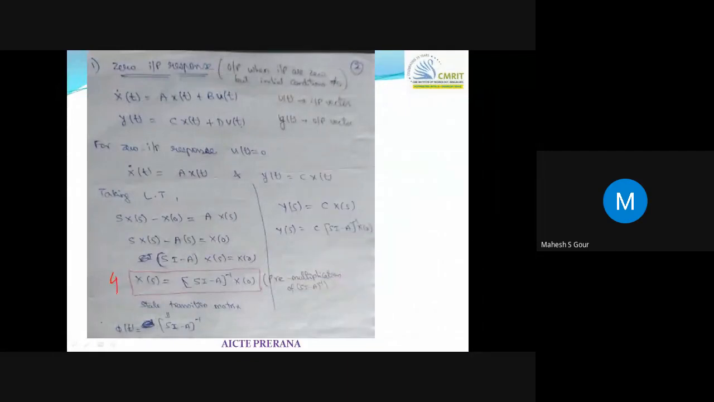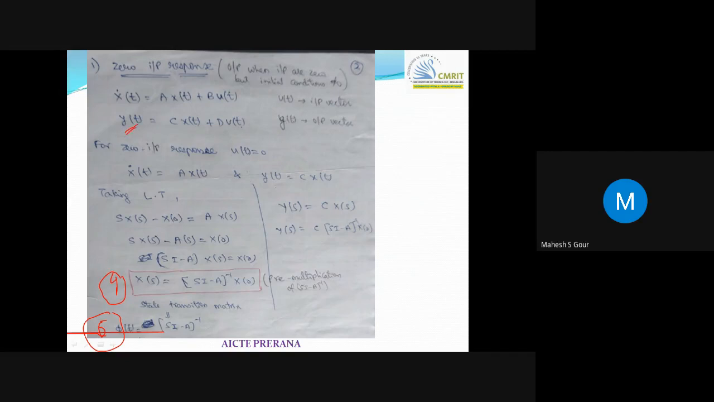Okay, so this is your fourth and this is your fifth. This is called your state equation. While solving problems, if you know the matrix, it won't be difficult for you. So now coming to y of t, this is my output.